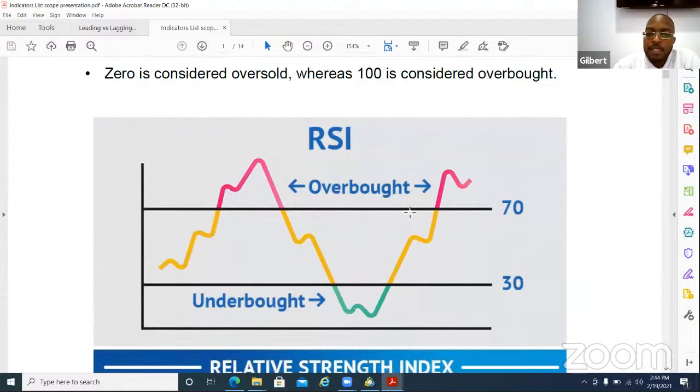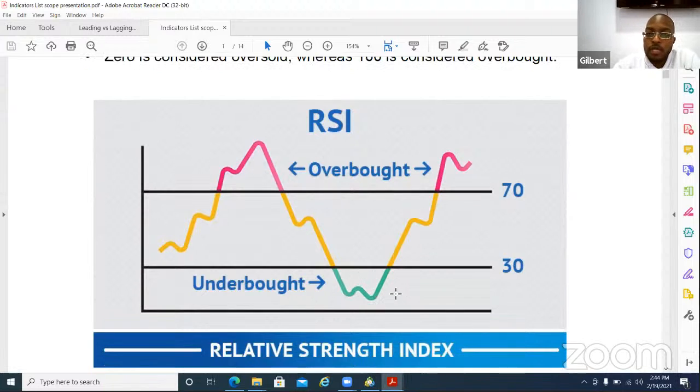But the two price lines that we look at in order for us to know whether we are overbought or oversold is 70. So between 70 and 100, it means that the market is in an overbought condition. And if the indicator goes below 30, so between 30 and 0, it indicates that the market is in an oversold condition. So that is the RSI.